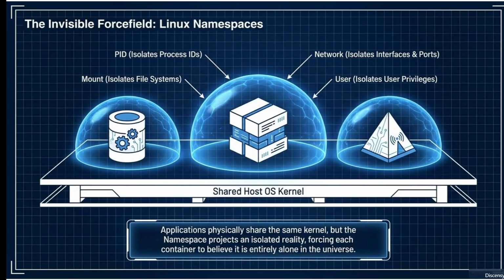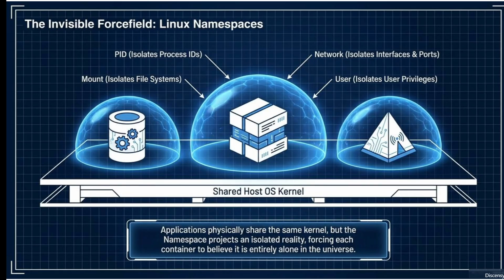The invisible force field, Linux namespaces. So let's get to know about Linux namespaces. Here we can see four main components, right? PID, which is going to isolate the process IDs; network, which isolates the interfaces and ports; user, which isolates the user privileges, like the permissions which are granted for the user; and mount, which isolates the file systems. And all these components are going to have the shared host OS kernel. Applications physically share the same kernel, but the namespaces project an isolated reality.